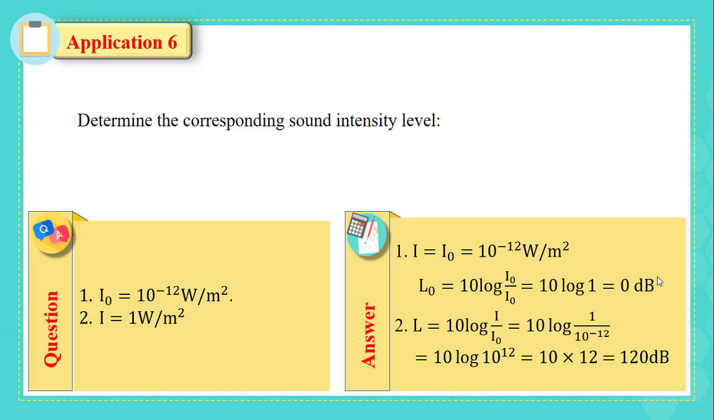In part 2, we have to calculate the sound intensity level corresponding to the threshold of pain, and in this case, we have to substitute instead of I, it will give 10 log 10 power 12. And using the formula log A power n is equal to n log A, then this will give 10 times 12, which is equal to 120 decibels.